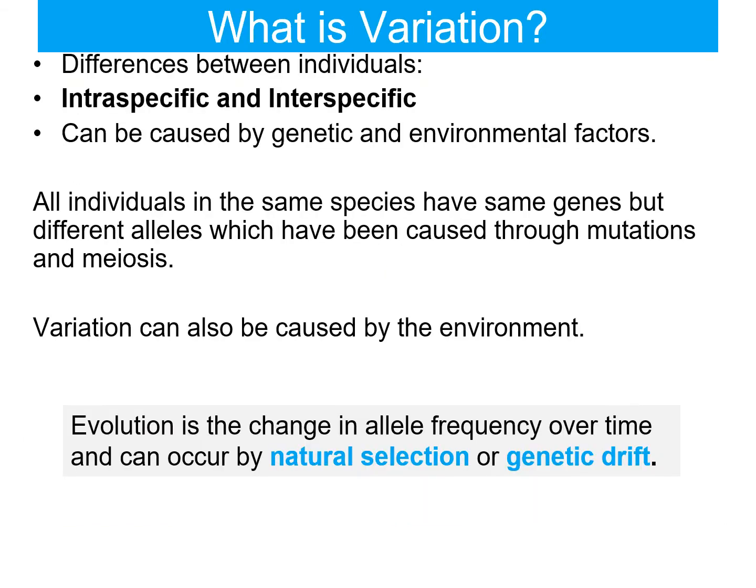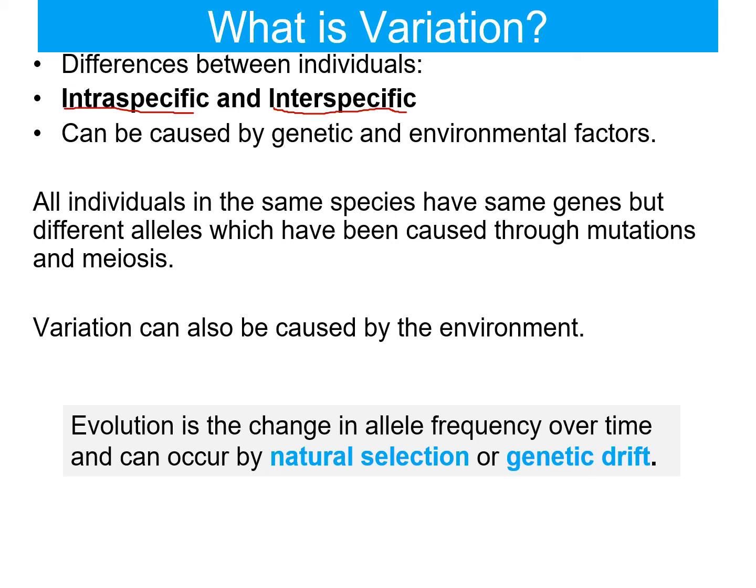So just to introduce it, what is variation? Because we haven't actually said, variation is simply the difference between individuals, and there are different types. There's interspecific, which is between individuals of different species, so that one is your different species. And then intraspecific, which is individuals from the same species. All variation can be caused by either genetic or environmental factors.